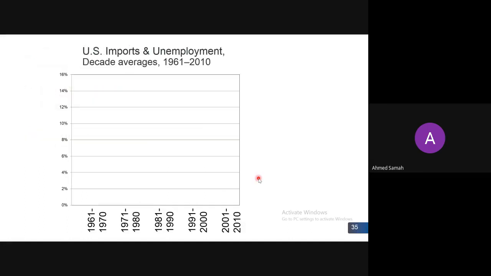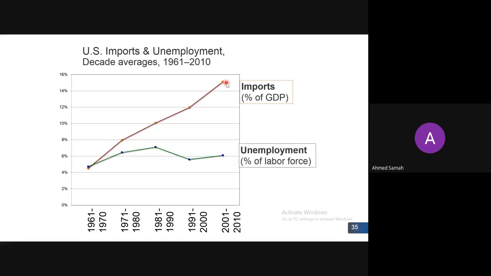So let's look at the data. US imports as a percentage of GDP, from 1961 to 2010, have been increasing quite a lot, from just above 4% to around 15% now. Then let's see what happened to unemployment. Unemployment did not really pick up.